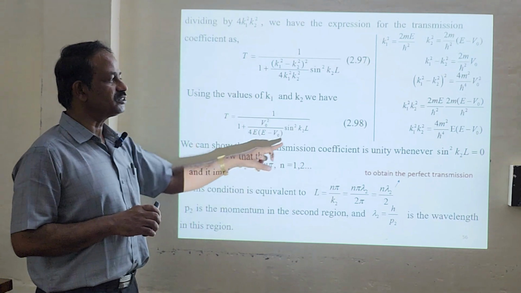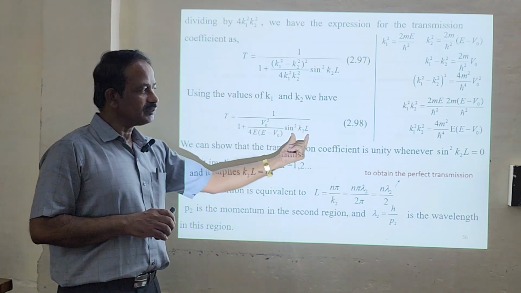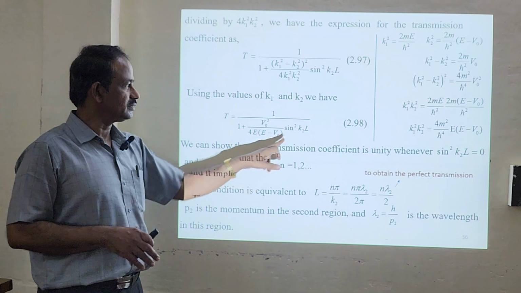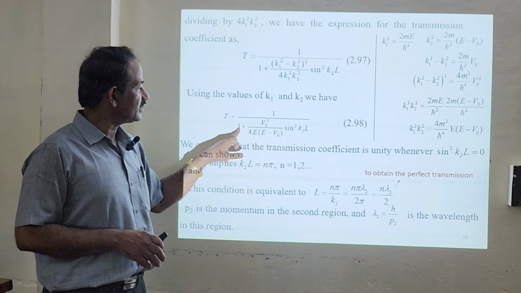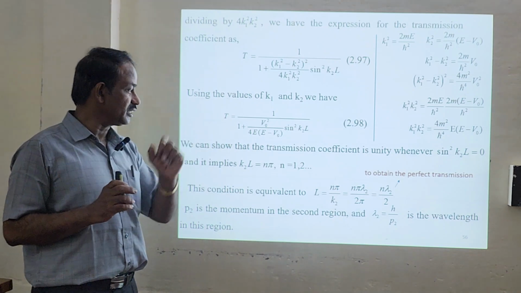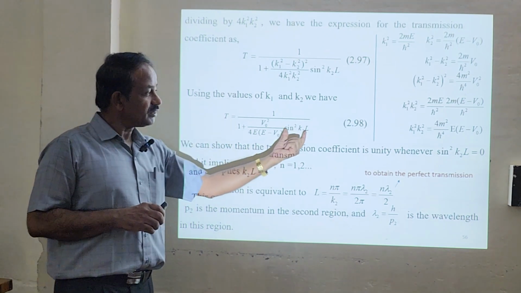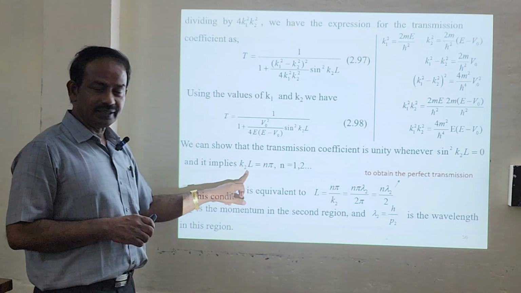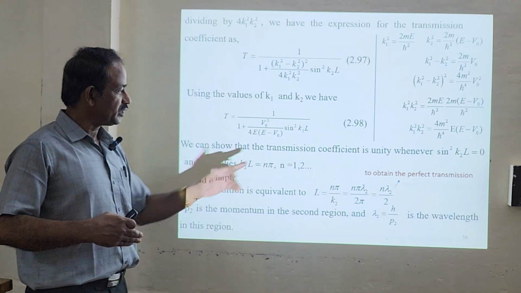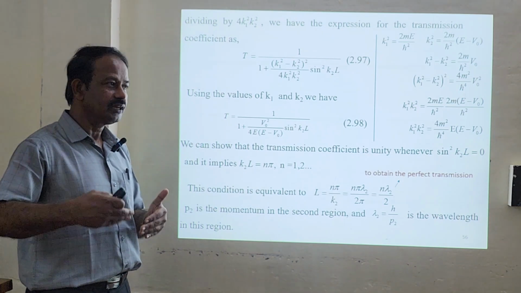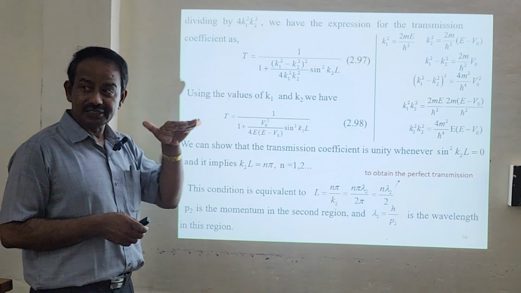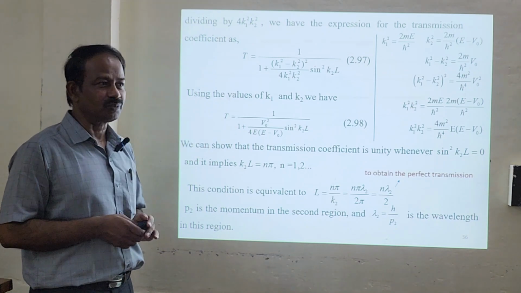We can show that the transmission coefficient is unity whenever this term goes to 0. Suppose it is 0, we can analyze. If it is equal to 0, we can say 1 plus 0, 1 divided by 1, that will give you 1. So the transmission coefficient is equal to 1. Not only for this term going to 0, it means k2L equals n pi for all the terms: for pi, for 2 pi, for 3 pi, for every term this will become 0. It will approach transmission coefficient T equals 1.